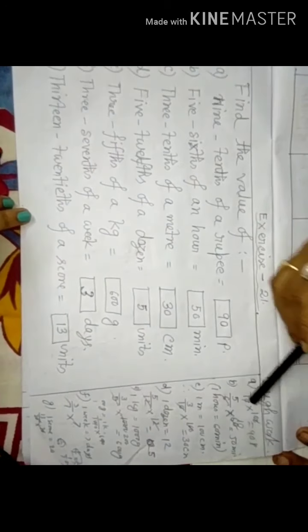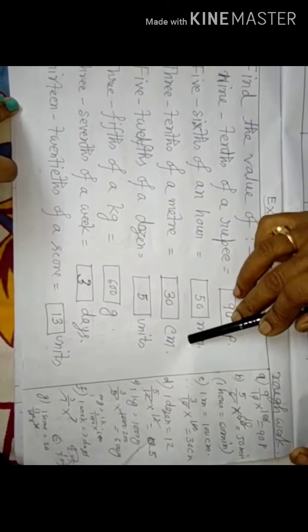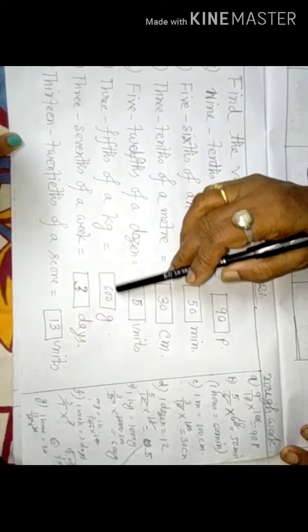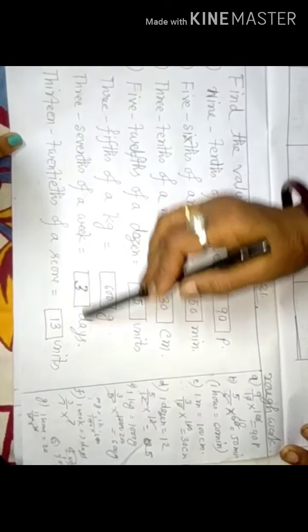Okay. I repeat chapter 21. Find the value of. I do the details here, so only I repeat it. 9/10 of a rupee, 90 paisa. 5/6 of an hour, 50 minutes. 3/10 of a meter, 30 centimeters. 5/12 of a dozen, 5 units. 3/5 of a kg, 600 grams. 3/7 of a week, 3 days.